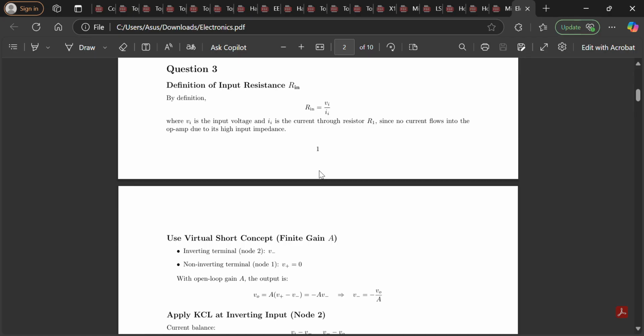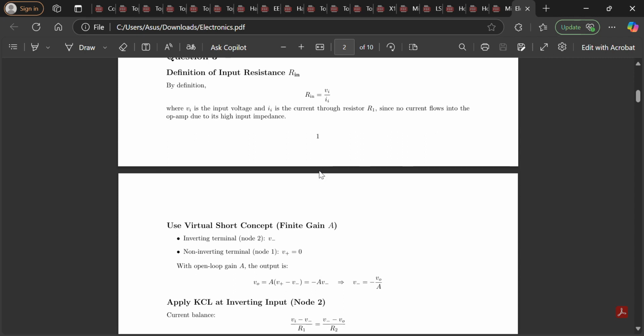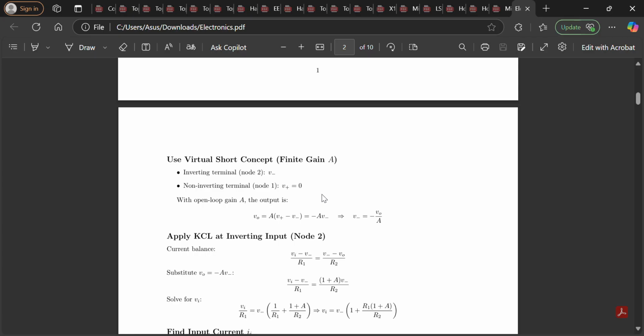Question number 3, input resistance with feedback. We're looking for the input resistance R in equal to VE over IE seen by the source. Because of the virtual short and no input current, we analyze node 2 using KCL. Define V minus equal to minus V out over A. Now we can just apply KCL, and we can get these current balance equations.